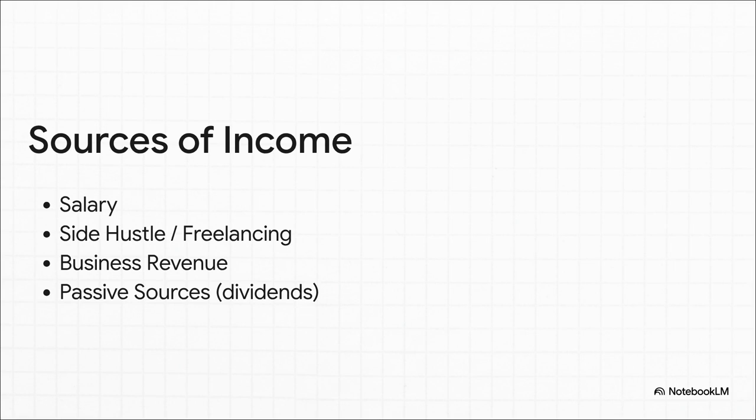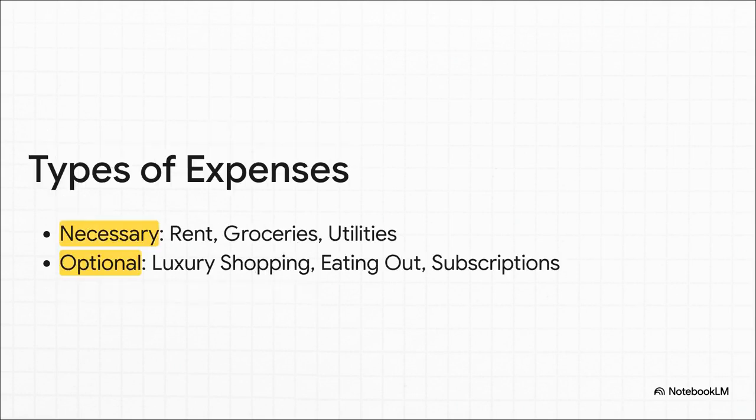Someone who makes $10,000 a month but spends $9,500 is in way more trouble than someone who makes $3,000 but only spends $2,000. It's not what you make, it's what you keep. And that leads us right to expenses. Of course, we all have to pay for necessities like rent and groceries. But where you really have control, where your financial power lies, is in managing all those optional expenses.